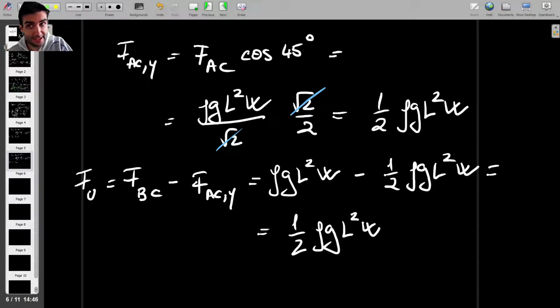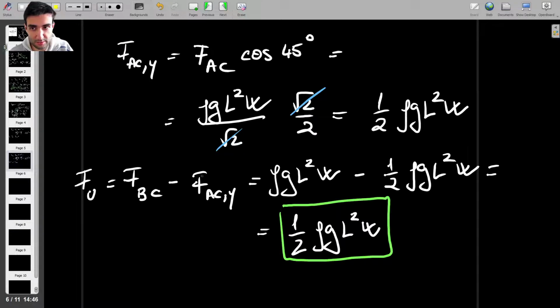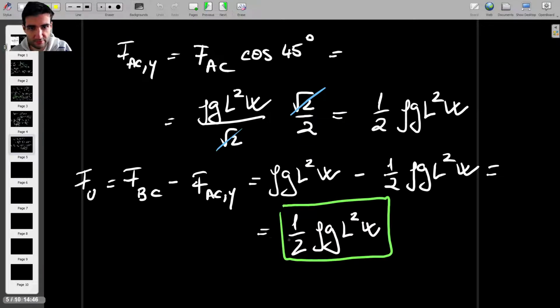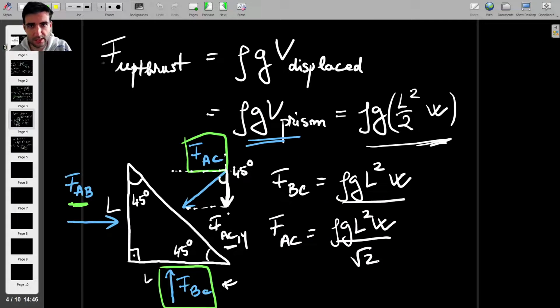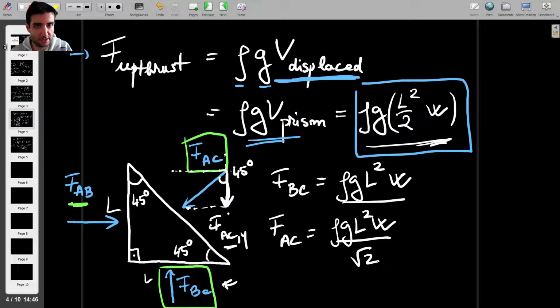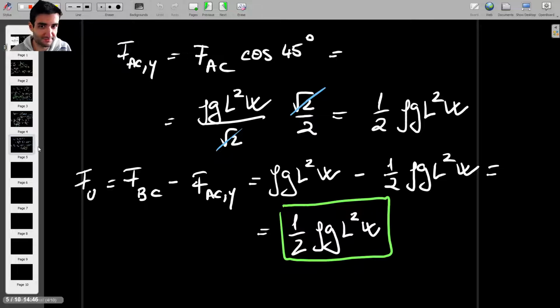Now, does this equal the upthrust that comes from Archimedes' principle? It should. So let's see. We have 1/2 rho g L squared W, and Archimedes' principle tells us that the upthrust is rho times g times the displaced volume. That is exactly what we have obtained, so it's rho g 1/2 L squared W. So Archimedes' principle works, which shouldn't really be that surprising, but this question basically asked us to check whether that's the case.